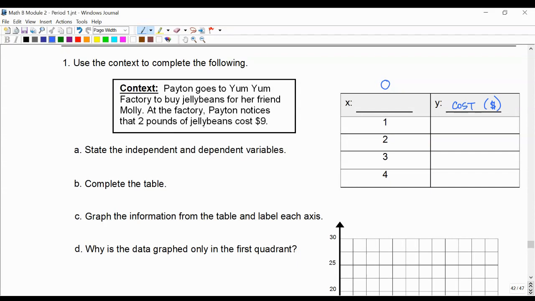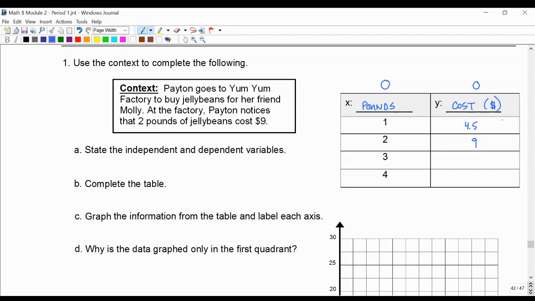And it says 2 pounds of jelly beans cost $9. So this is probably this. So this is pounds. Right, the total amount of jelly beans, which they're determining or weighing in pounds. So this is 0, 0, 0, because 0 pounds costs $0. So it actually looks like this one's going to be proportional. 1 pound is going to cost 4.5.